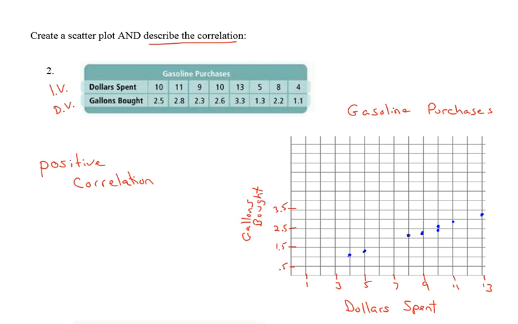Tomorrow we're getting into more meaning behind the correlation itself, but for right now I just want you practicing positive correlations, negative correlations, and no correlations.